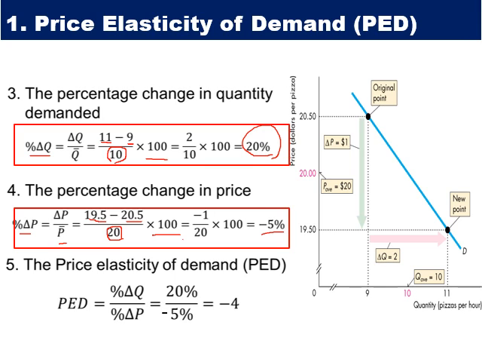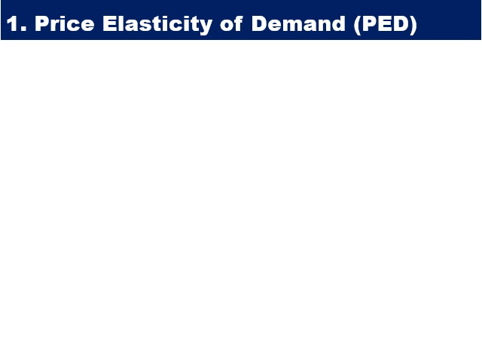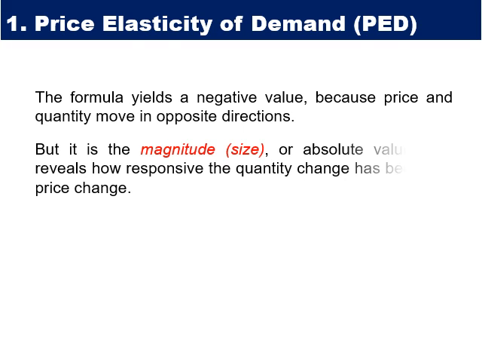Now the final step is to compute the price elasticity of demand, which is the percentage change in the quantity divided by the percentage change in the price that we have just computed in steps number 3 and number 4. So here it equals 20% divided by -5%. So here the price elasticity of demand is -4. Now the question is how we can explain this result, or what is the meaning of this number? Well, to comment on this result, we should focus on two issues, which are the sign and the value, or the size, of the elasticity.